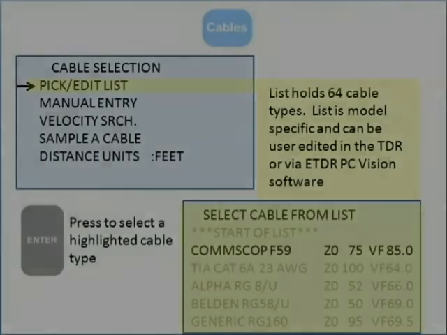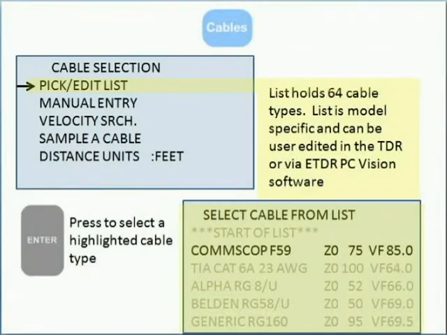The cable list has up to 64 cables with type, impedance, and velocity factor for each, and is factory preloaded per the model's designation. Press the right arrow to open the cable list. Selection of a cable is done in the same manner as scrolling through the memory list. Cables can be customized by the user in one of 2 ways.